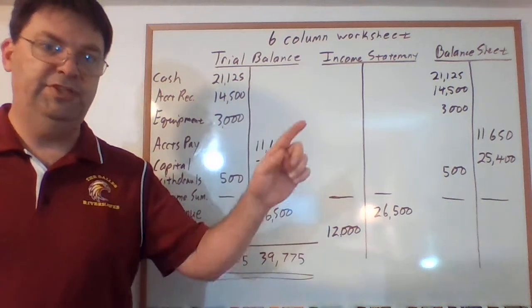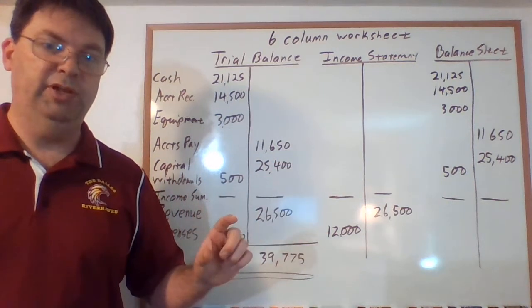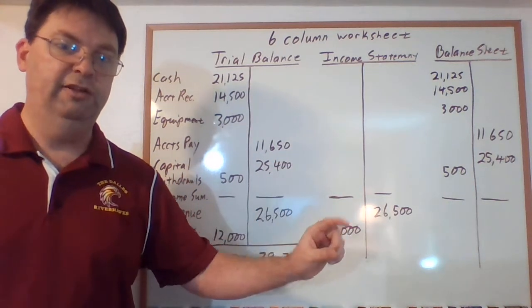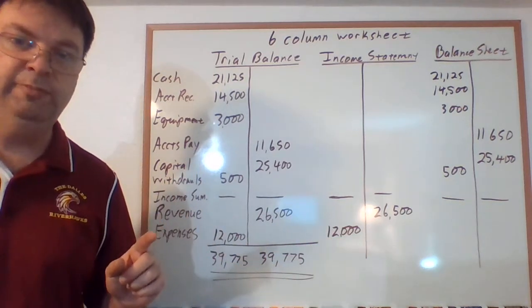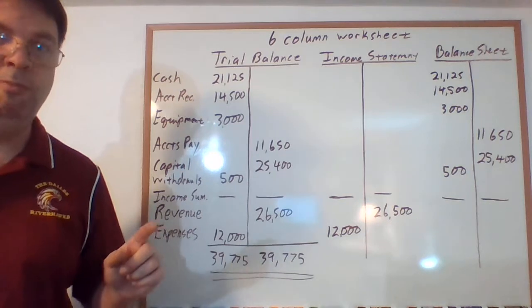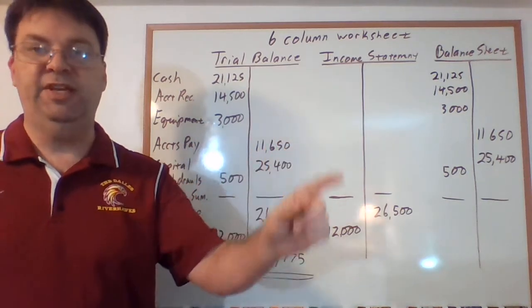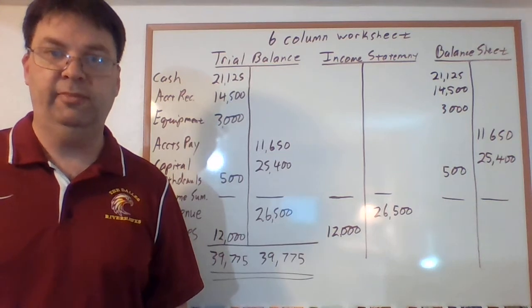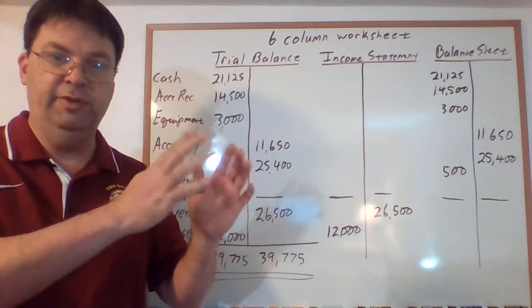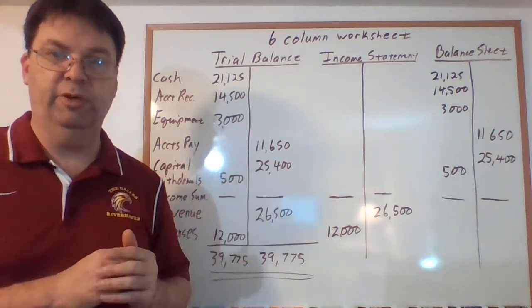But the income statement is there for the purpose of just pulling out these numbers and looking at, did we make or lose money based on our revenue and expenses? Now, this income statement can be a standalone document. Okay? You don't have to always put these things in the 6-column worksheet.